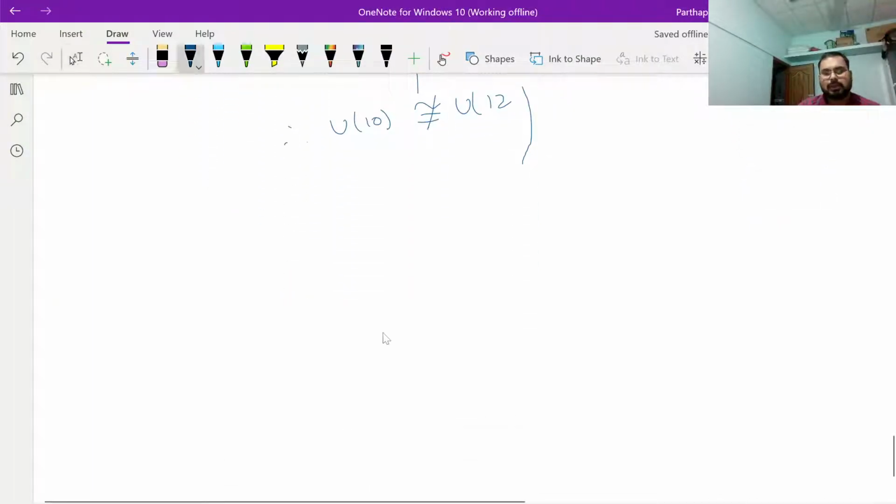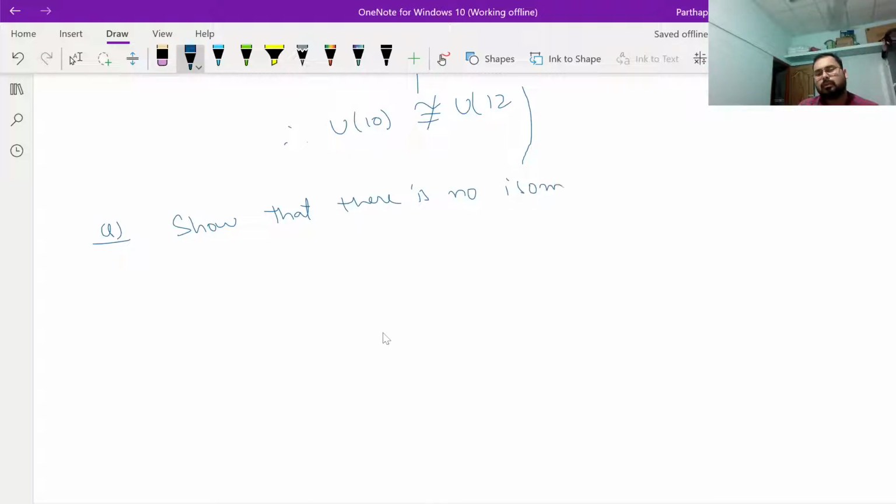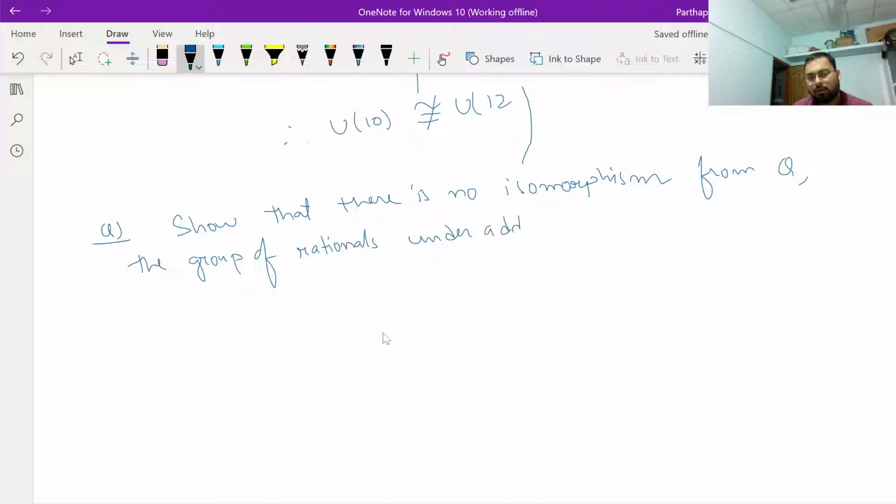Understood? Now let us discuss another question. Show that there is no isomorphism from Q, the group of rationals under addition, to Q star, the group of non-zero rationals under multiplication.